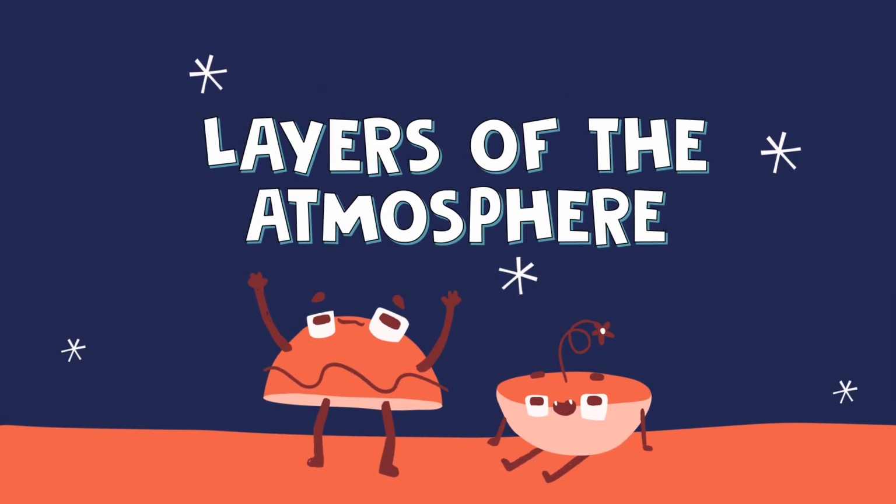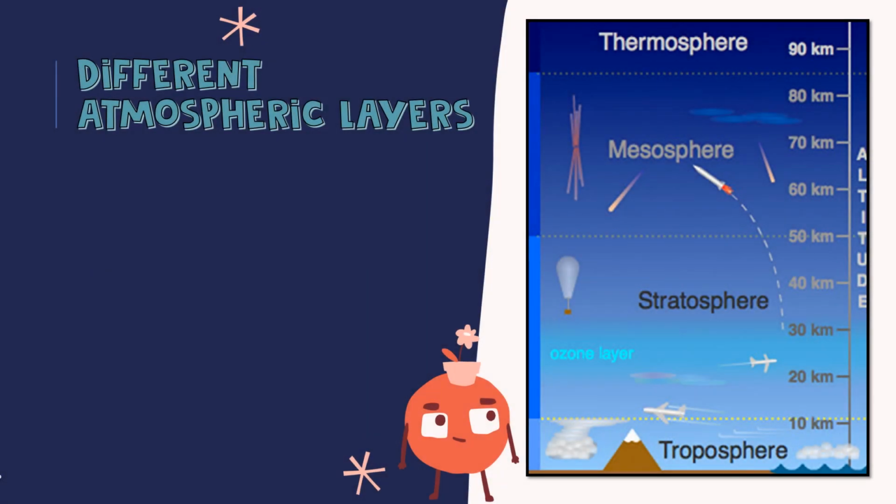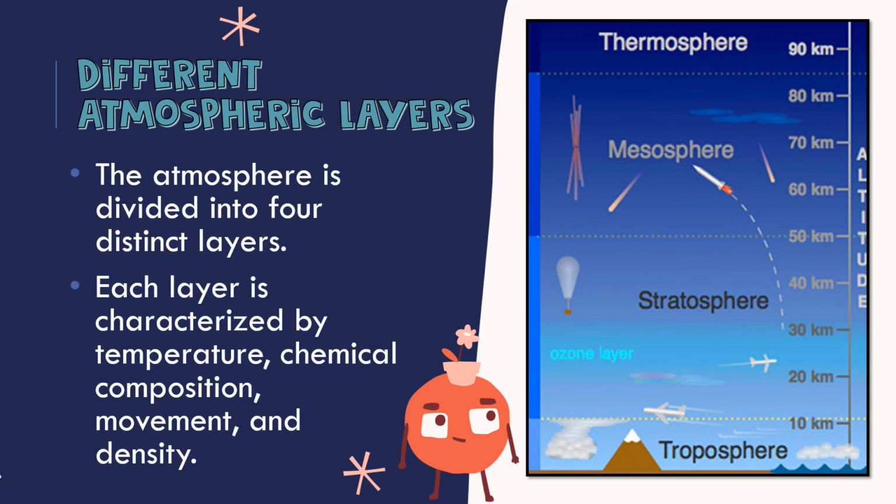Okay, so now that we have identified the various composition of the atmosphere, let's take a look at its different layers. The atmosphere is divided into 4 distinct layers, and each layer is characterized by temperature, chemical composition, movement, and density.